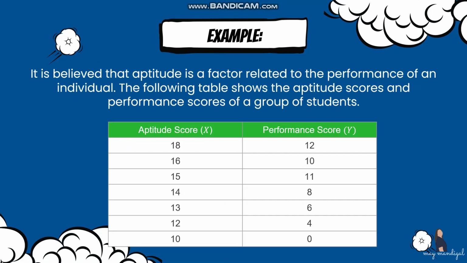So let's have another example. It is believed that aptitude is a factor related to the performance of an individual. The following table shows the aptitude scores and performance scores of a group of students. So when we say aptitude, this refers to the skills of the, let's say, the students. And we want to see from this data if aptitude is really a factor related to the performance of the students. So let's solve for the correlation coefficient and let's see what's the relation that exists between the two variables that we have.